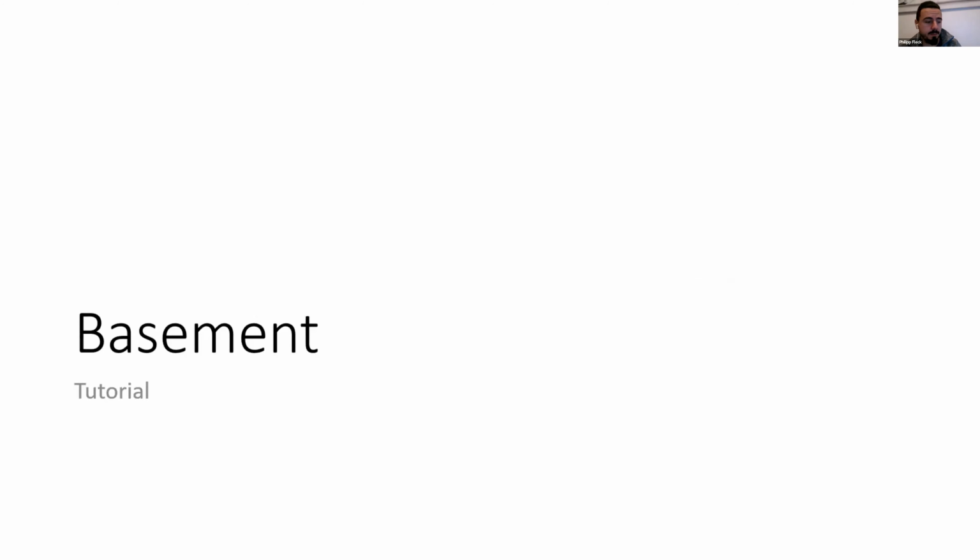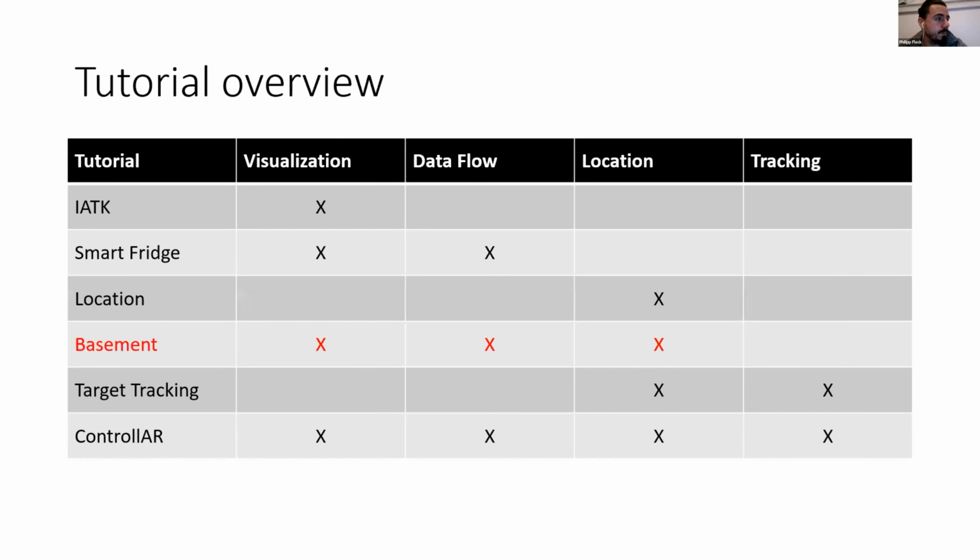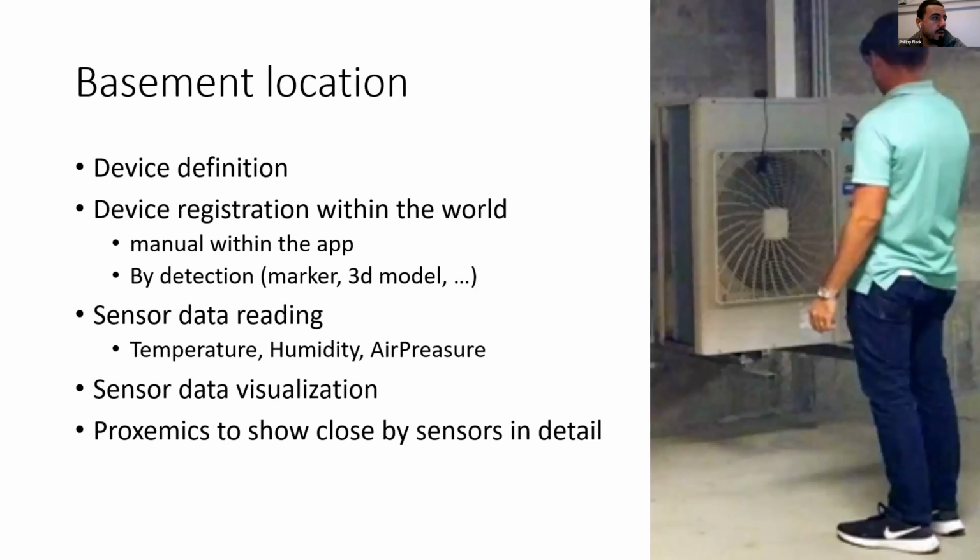Now let's go into the basement. This might be the more interesting example over here. So the basement covers data flow generation for visualizations. It adds the visualizations and it uses location to localize where the sensors are. What we had to set up to make that work is we had to define the devices and register the devices within the world. In this case, we just used tap and drag gestures and then stored their location after the HoloLens was localized within the scenario.